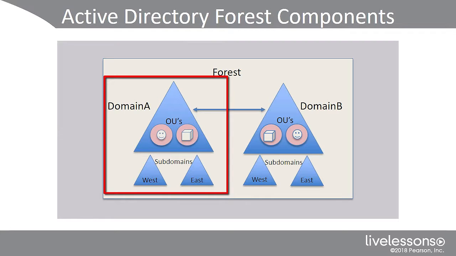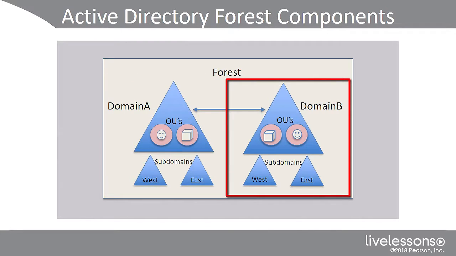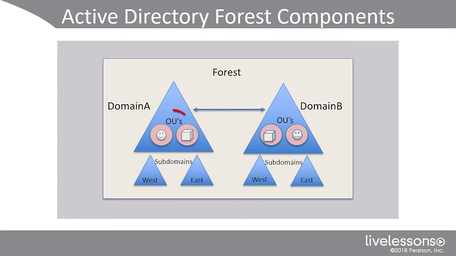In addition to domains, we have a tree, which is a collection of your ADDS domains that share a common root domain and have that contiguous namespace. So domain A is its own tree, and domain B is its own tree, as you can see here. And within each domain, we have organizational units, or OUs. We create these, and we use these for storing objects, and we also use these for applying group policies, or GPOs, and we'll see that later on in the course.